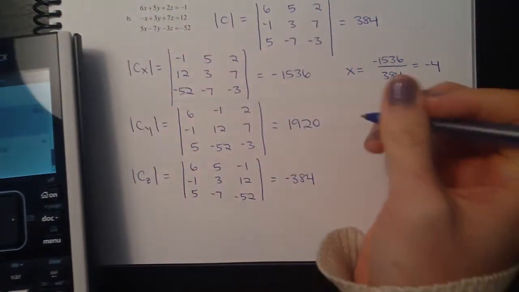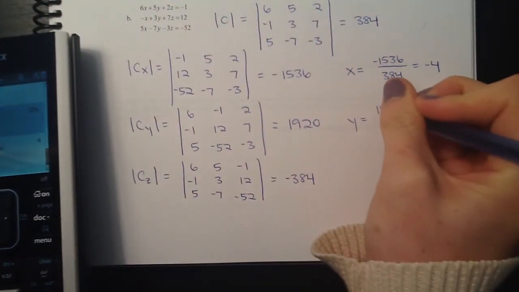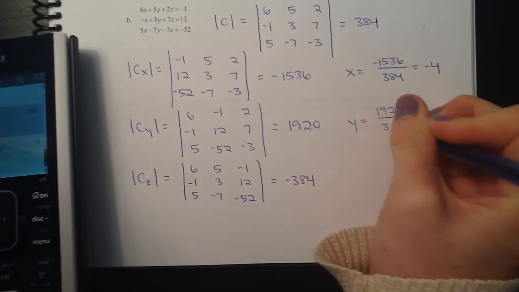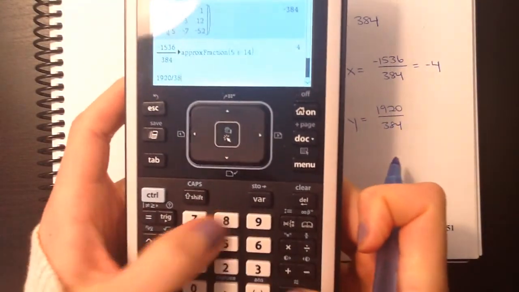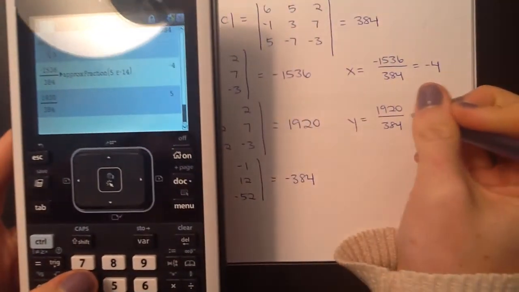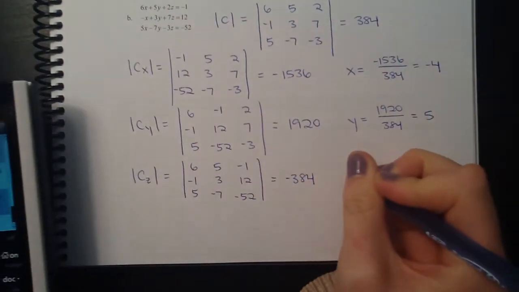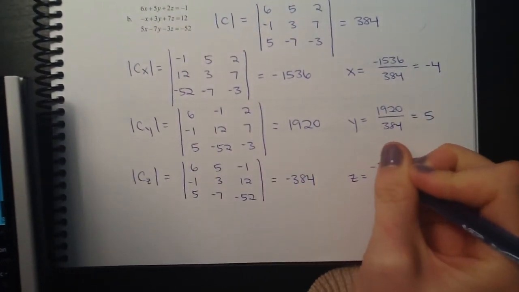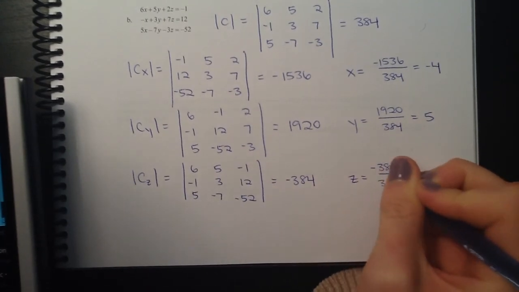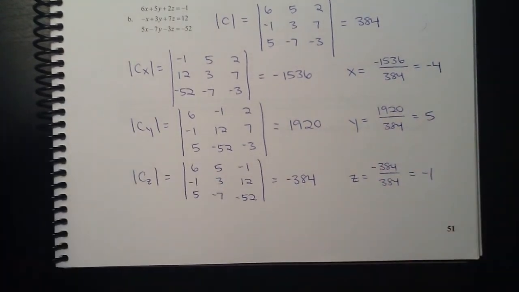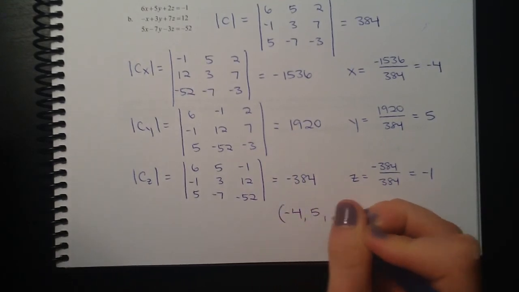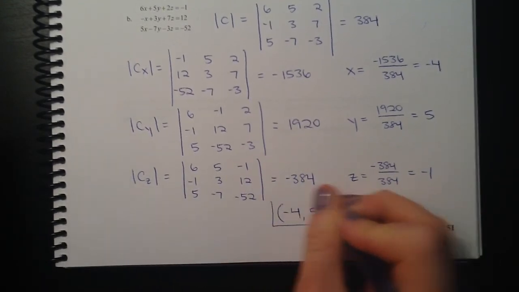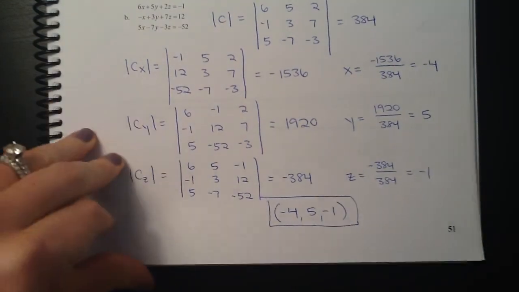Let's find out. So Y is 1920 over 384. See if that comes out neat. It does. We get 5 for that one. And Z, I can tell, comes out nice and neat. That comes out to be a negative 1. So for my ordered triple, I get negative 4, 5, and negative 1. Okay, and I believe that is our last one. Yep.